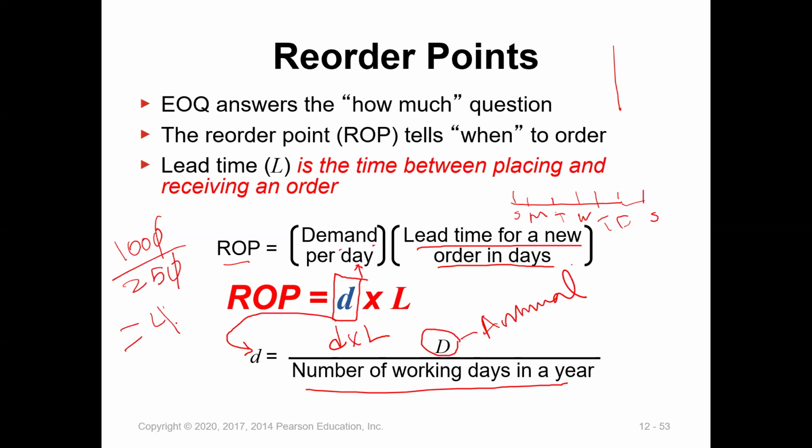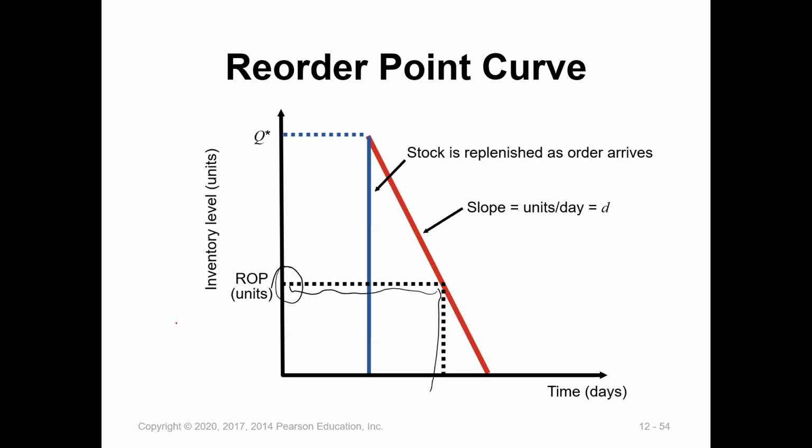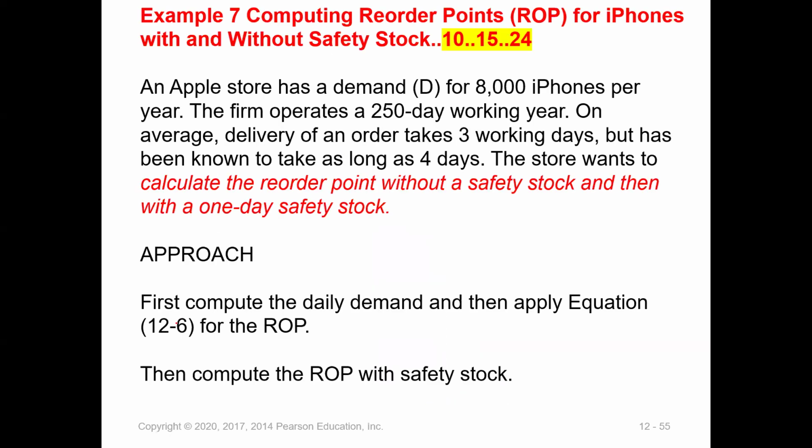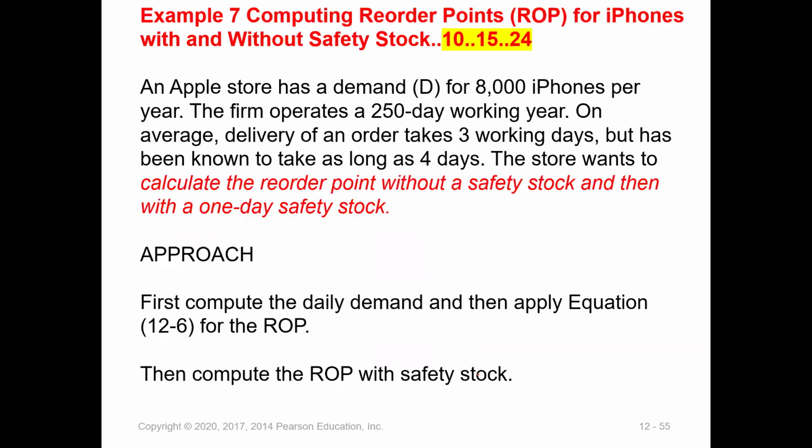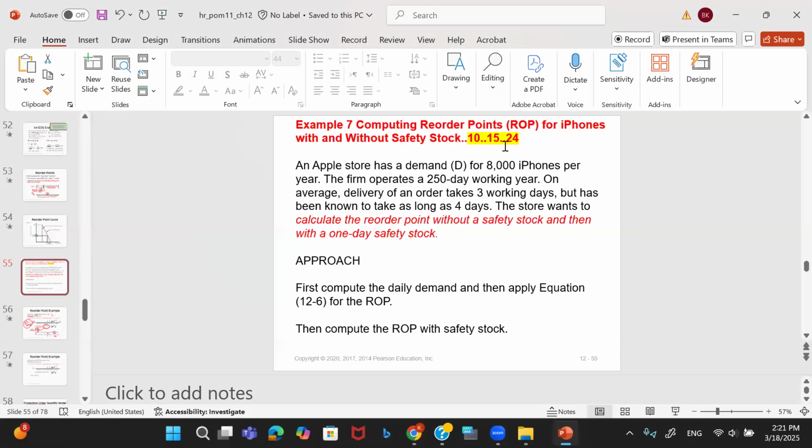Let's see how we calculate the reorder point. So look, this is the inventory level. This is where you ordered Q star. Okay, so here is the lead time. So this is the lead time, for example, time in days. Let's look at this example here.